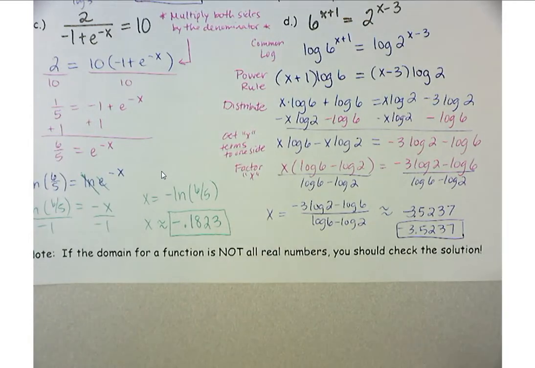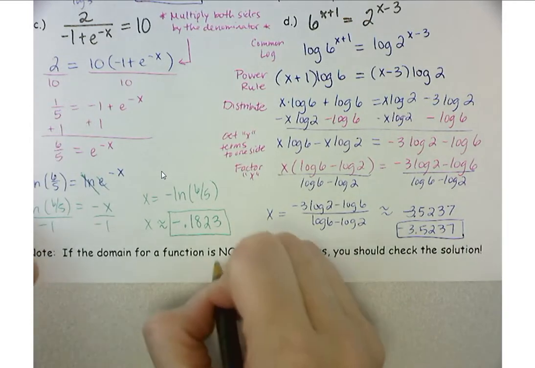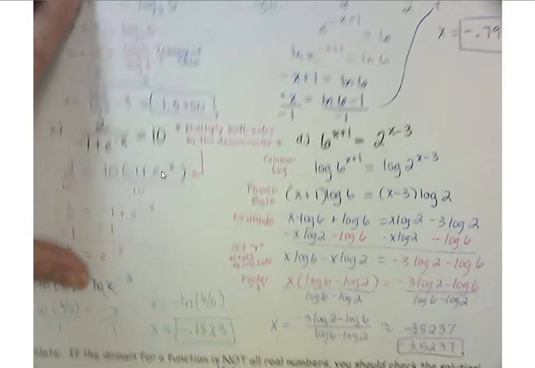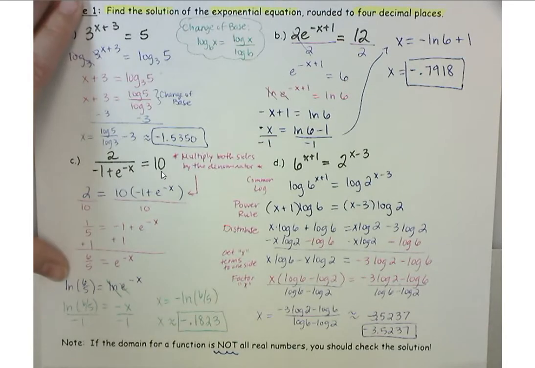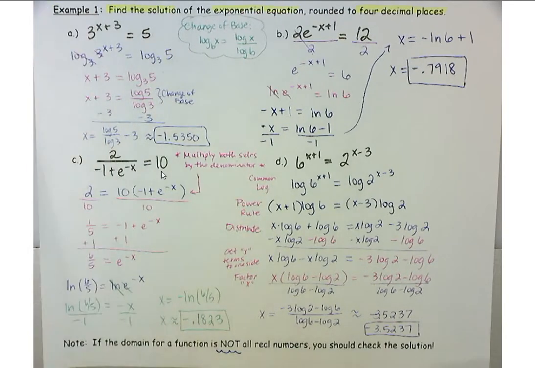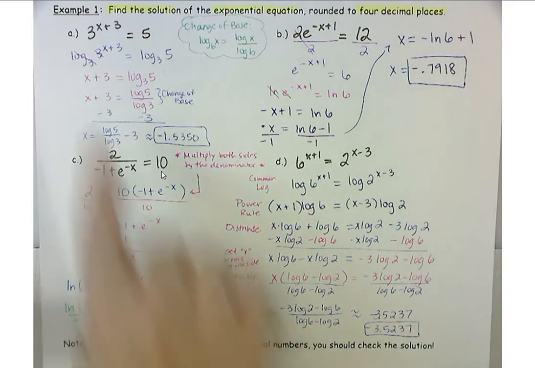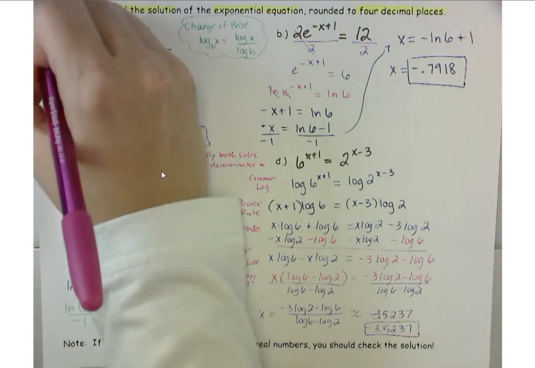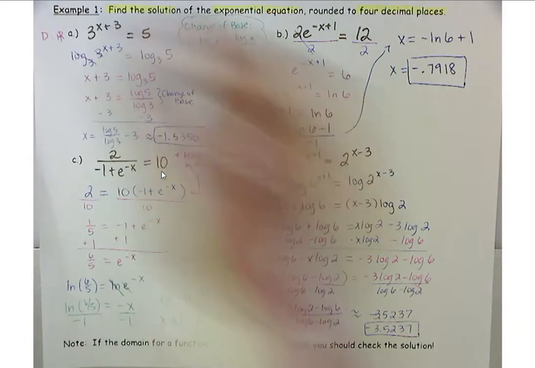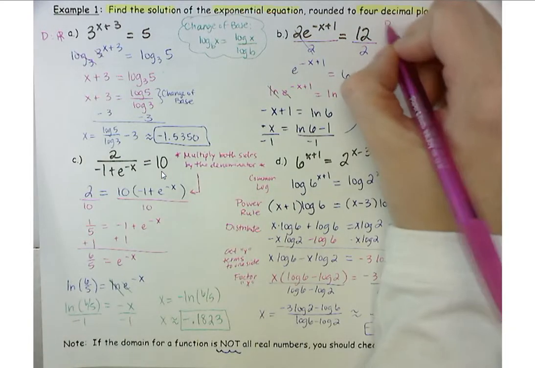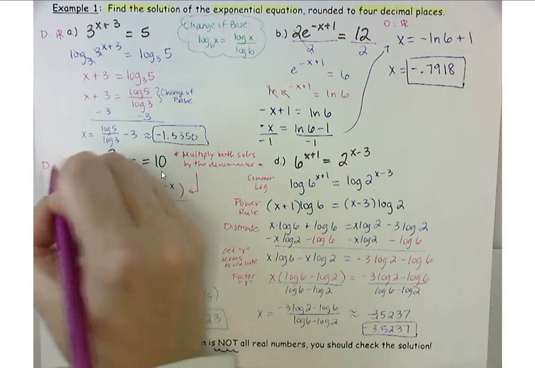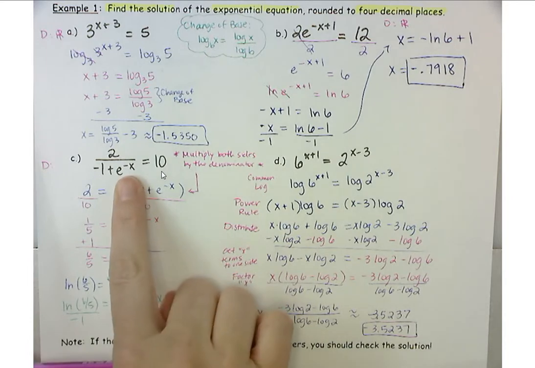Notice the note at the bottom says if the domain for a function is not all real numbers, you should be checking your solution because we have extraneous solutions, which we are going to talk about in a minute. What is the domain for A? All real numbers. Okay, what about for B? All real numbers. What about for C? No. Why is this one different?